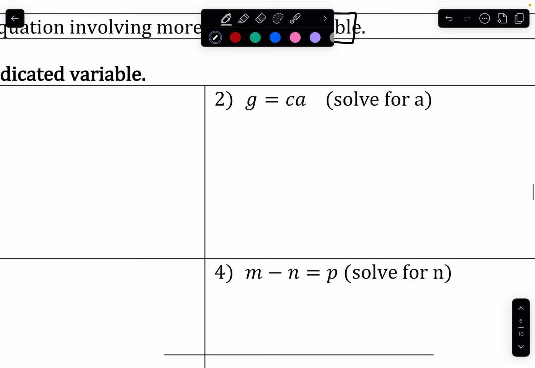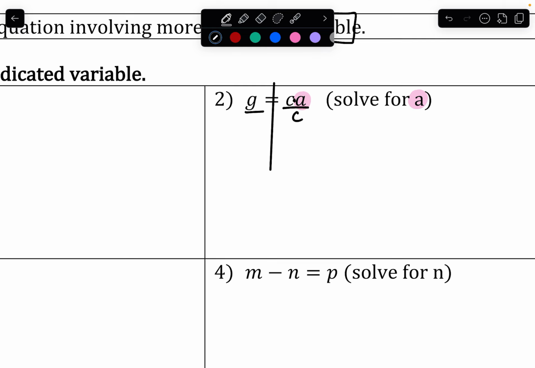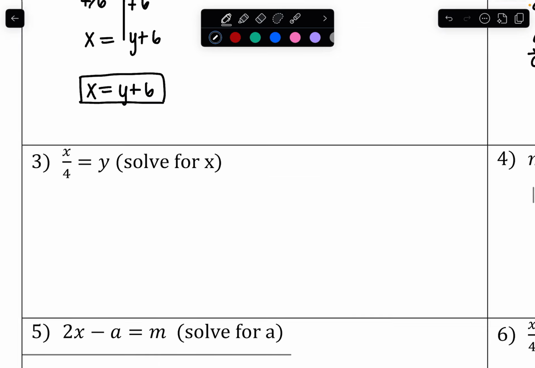Okay, on number 2, we are solving for a. In this case, a is being multiplied by c. To get rid of the c, we divide by c. We still do inverse operations just as if that was a 2. If it helps, replace these extra letters with a number and ask yourself, what would you do? Now I have g divided by c equals a, and so we're done. I always write the variable we're solving for on the left for my final answer. A equals g divided by c.